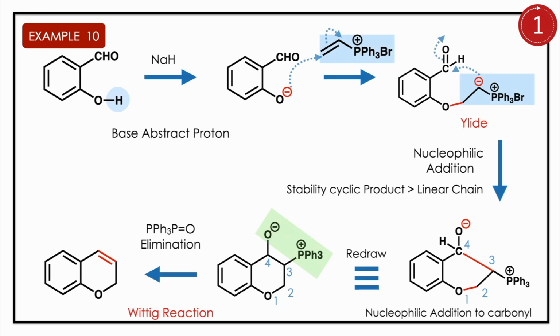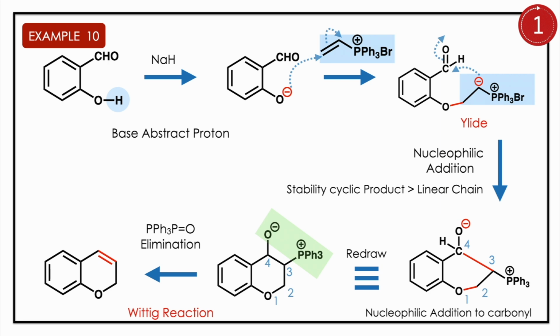Here an alcohol is there and you are using a base. The base abstracts the proton, which creates an O nucleophile. The O nucleophile can attack the alkene through an SN2 prime mechanism. O minus attacks the terminal carbon of the alkene. It forms the ylide. It's one way to generate the ylide. The ylide forms inside the system.